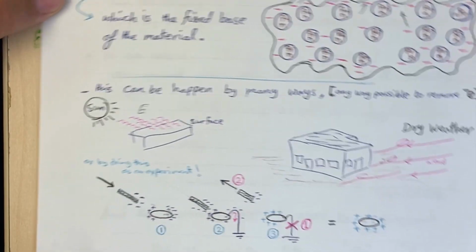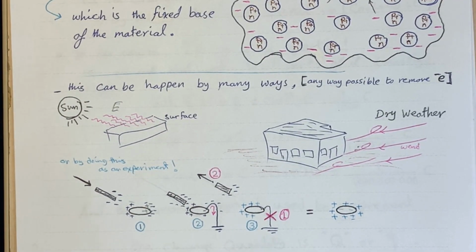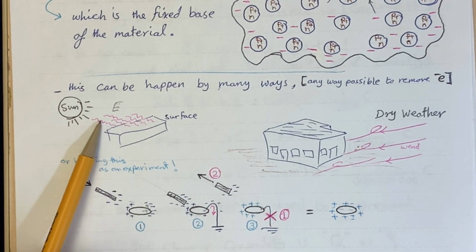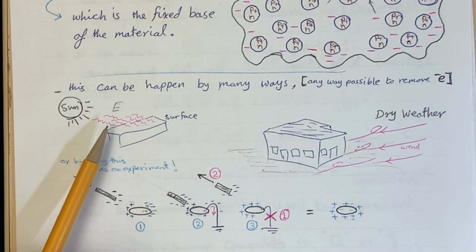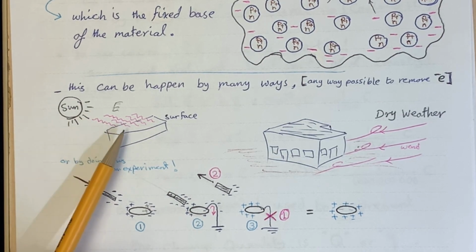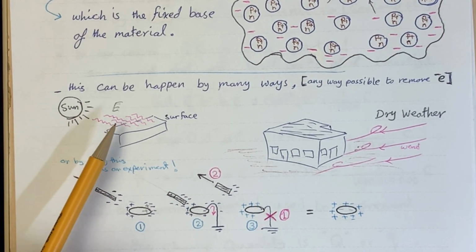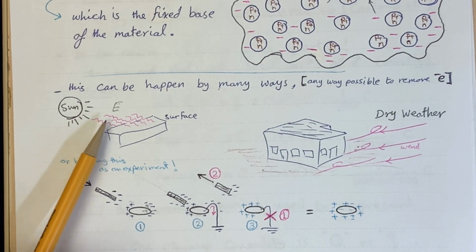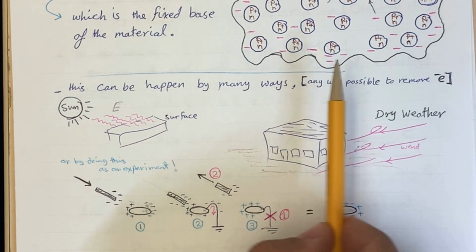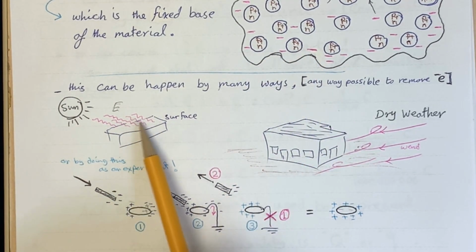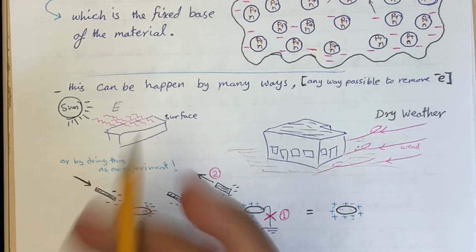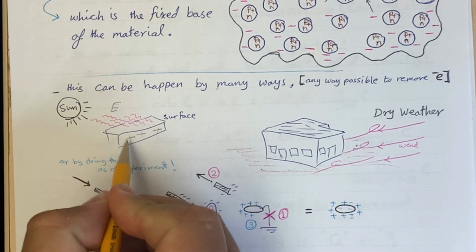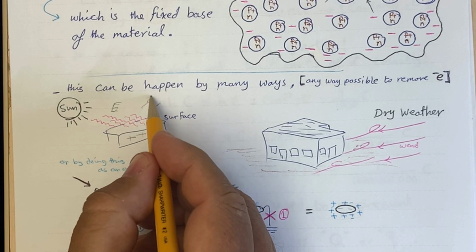Some other examples of how material will be charged. For example, if we have a plastic surface and the sun attacks it, the sun rays or photons will transfer some energy to the electrons and allow these electrons to escape from this surface and leave this surface positively charged, and the electrons go with the wind.